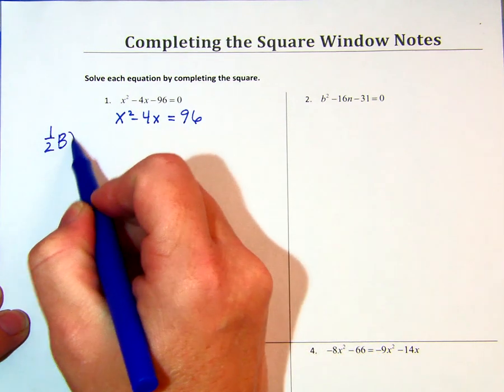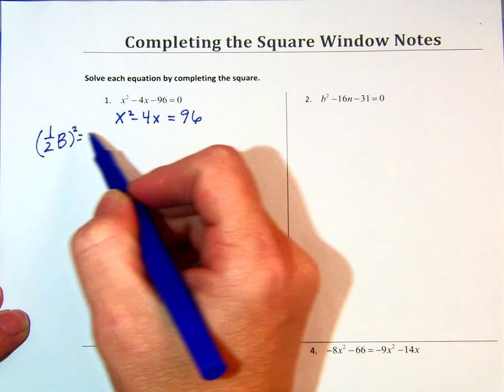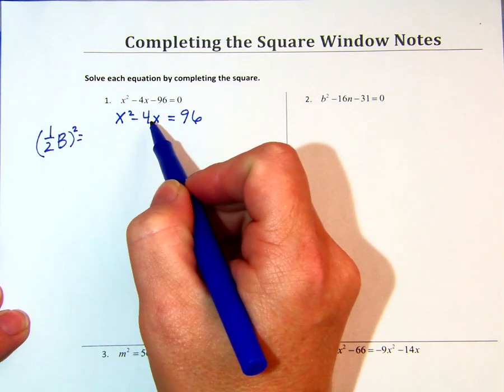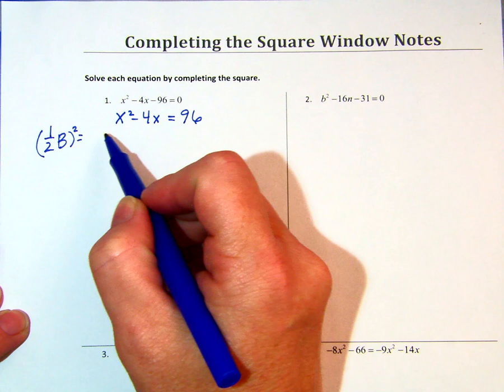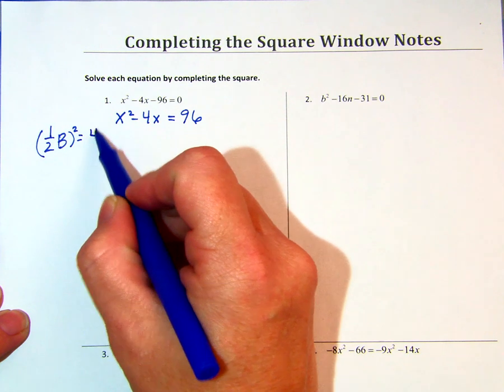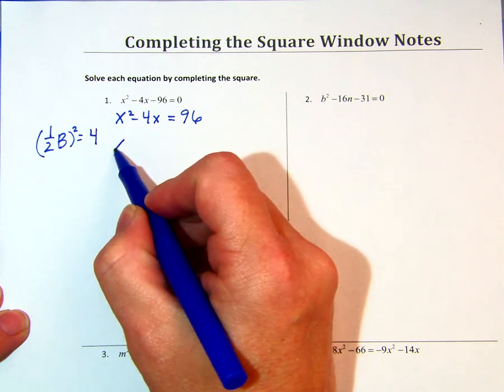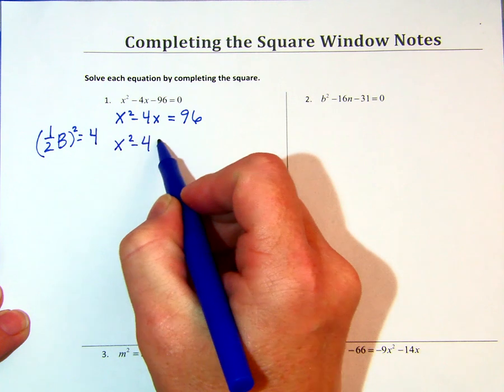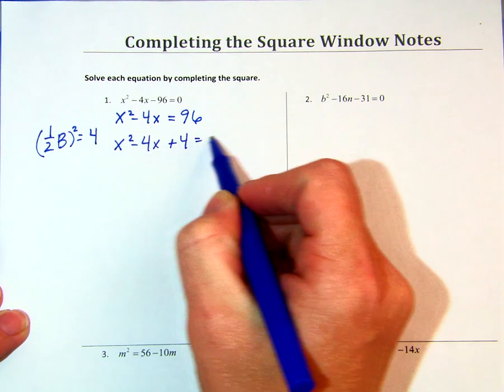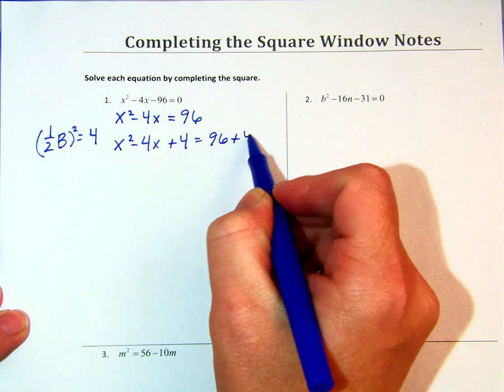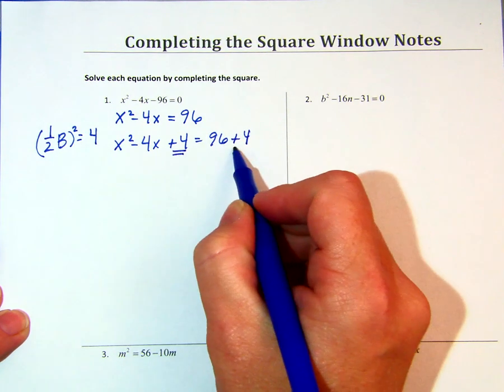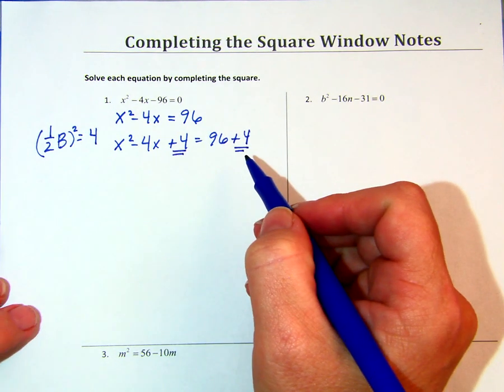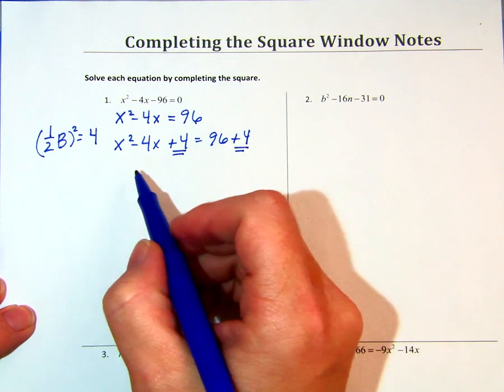Now I need to find half of b and square it. So b is this term. So we take half of that, that's 2, squared is 4. So we rewrite this as x squared minus 4x plus 4 equals 96 plus 4. You have to make sure you add that half of b squared to both sides.